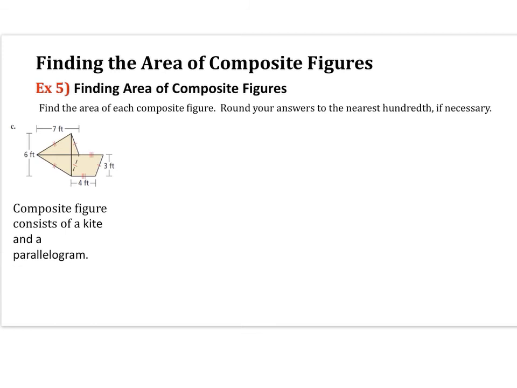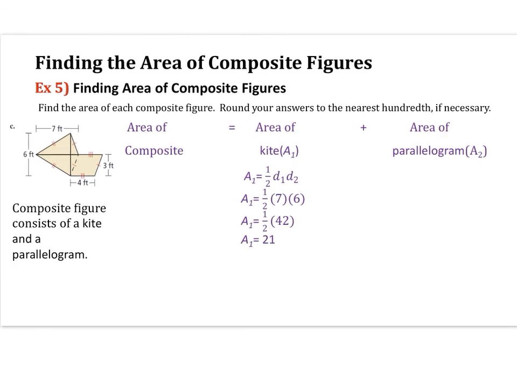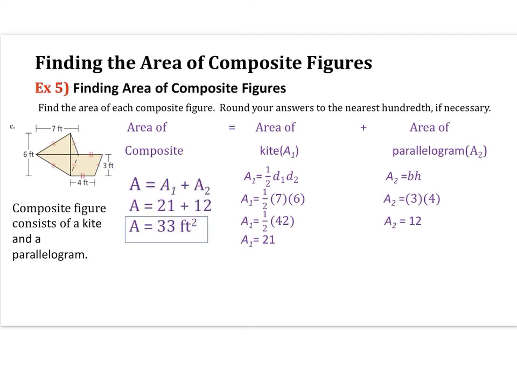So know it's a composite of a kite and a parallelogram. So we know we're finding the area of the kite, first region, and area of the parallelogram, second region. So the kite comes out to have an area of 21. Area of parallelogram comes out to be 12. And then together, the two regions combine to be a composite area of 33 square feet.